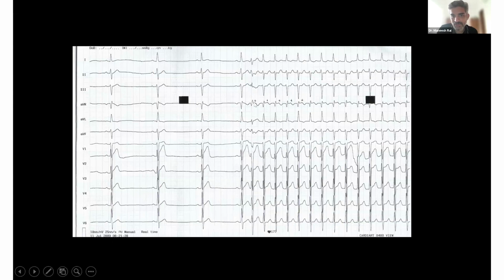These are the P waves. The P waves are falling in the first half of the RR interval, so this is a short RP tachycardia. Here we know our differential would be an AVNRT or an AVRT. Again, the P waves occur slightly after the QRS, so it could possibly favor an AVRT.